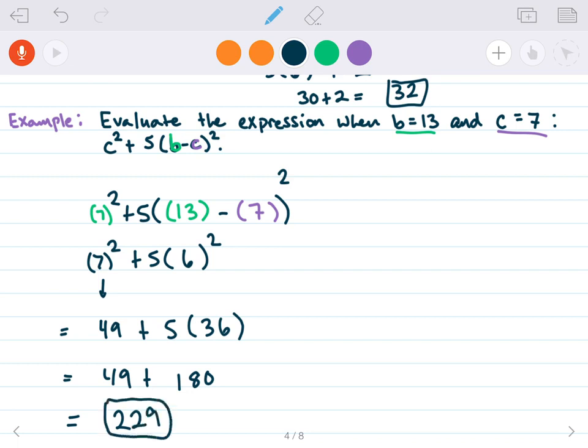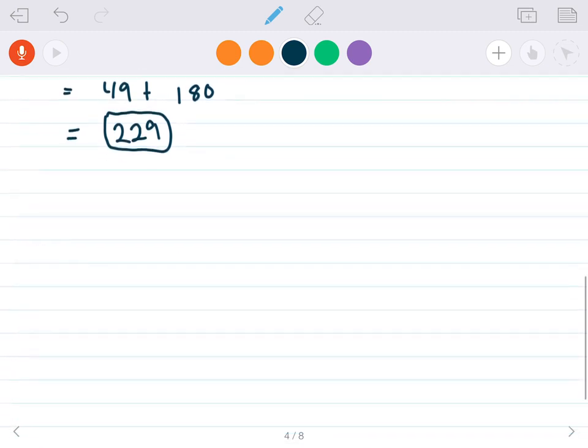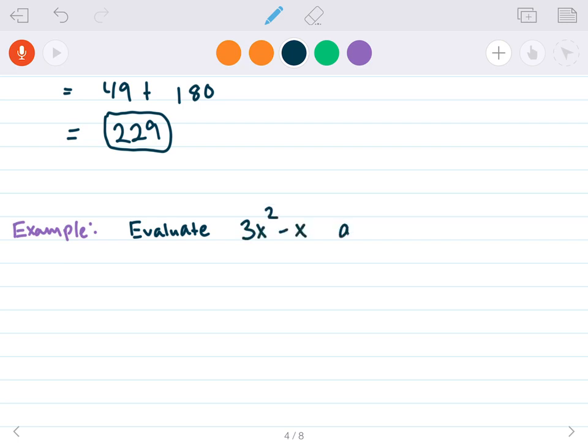Now let's see if we can extend this concept a little bit. What if I told you, let's do another example. What if I told you that I wanted you to evaluate 3x squared minus x at x equals a? Well, we apply the same logic that we did before when x was equal to a number. We just replace the x with whatever it equals.